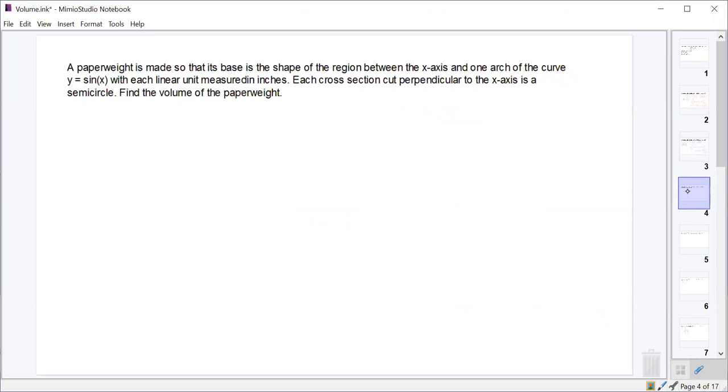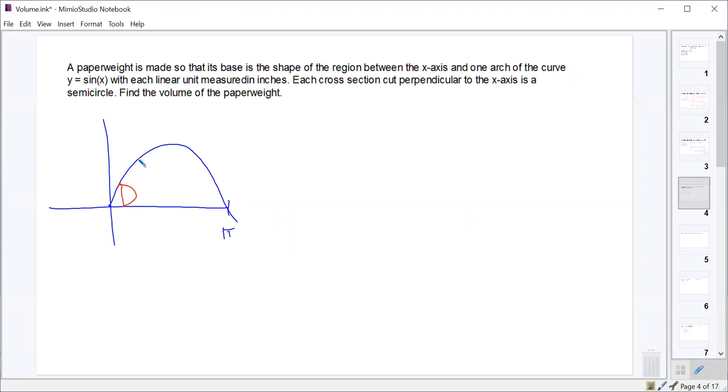All right, let's do another one. This time we've just got the function sine x. And we're talking about one arch of sine x, so that'll just be from here to here, which is 0 to pi. And our cross sections are what shapes this time? Semicircles. Yeah, you got semicircles.